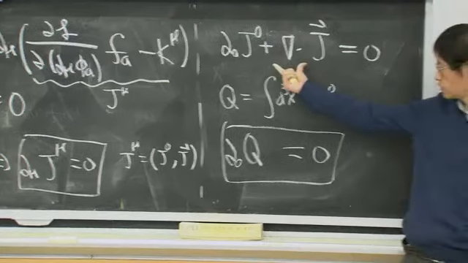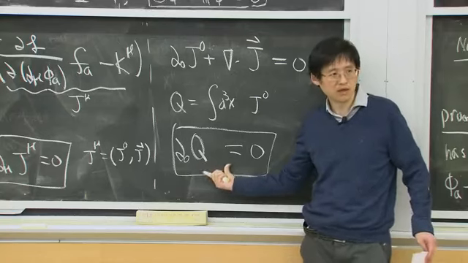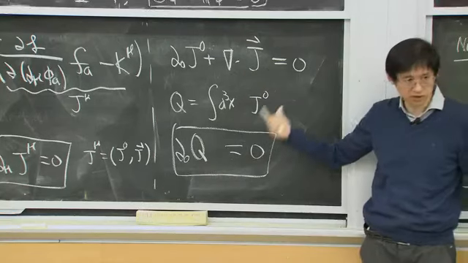So this is like the field theory version. Normally in classical mechanics, you just have this equation, and this is the field theory version of your conservation law.